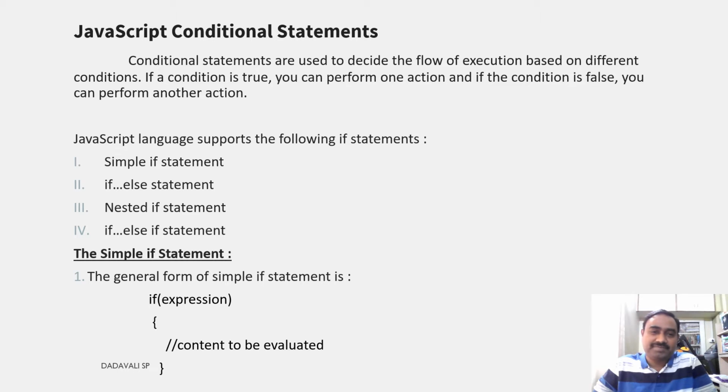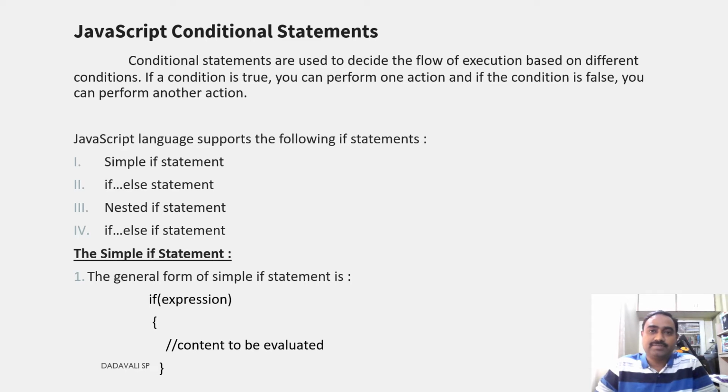JavaScript conditional statements. Conditional statements are used to decide the flow of execution based on different conditions. If a condition is true, you can perform one action. If a condition is false, you can perform another action. So JavaScript provides the following: simple if statements, if else statements, nested if statements, and if else if statements.